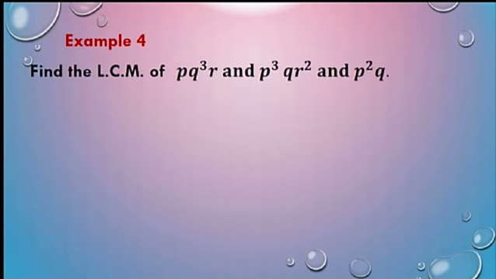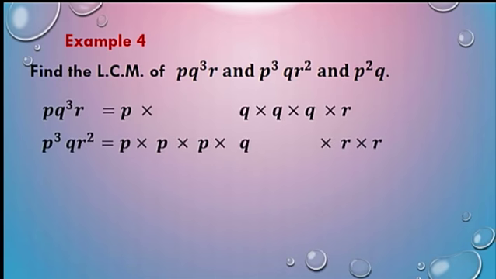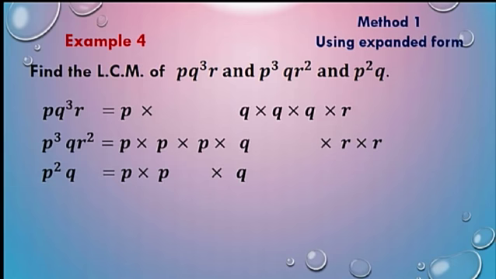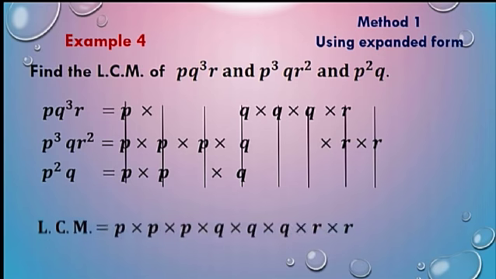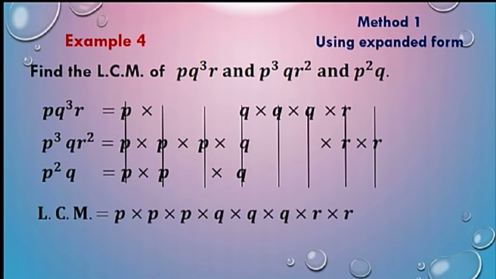Example 4. As you can see here, we have three different algebraic terms, but the procedure remains the same. We write them in expanded form. Then we take one term from each column. So the LCM is p times p times p, q times q times q times r, equal to p power 3, q power 3, r power 2.